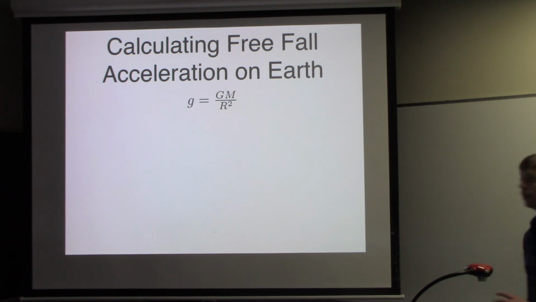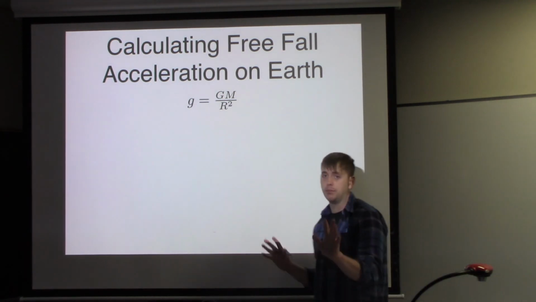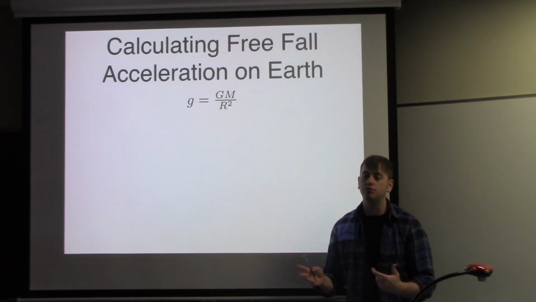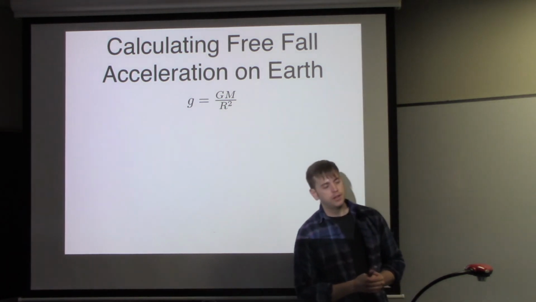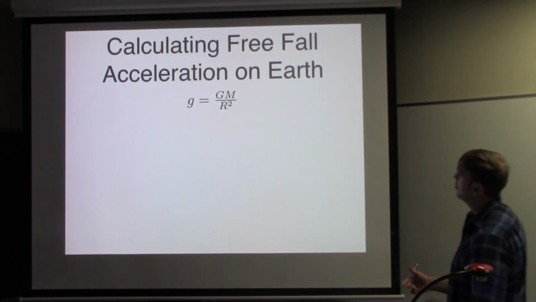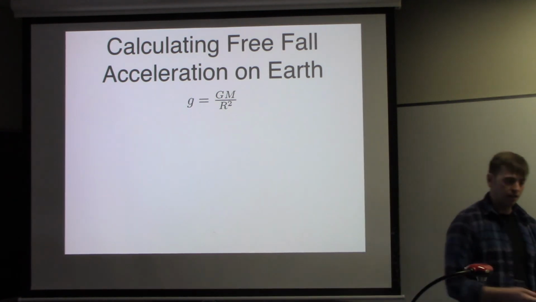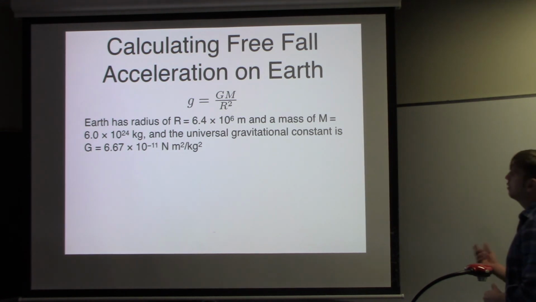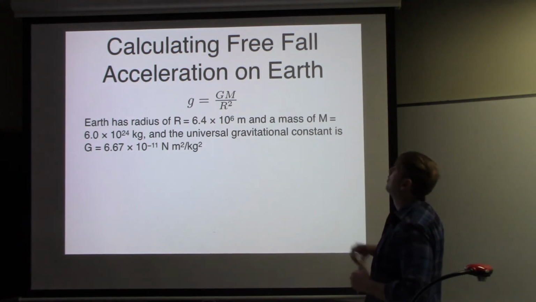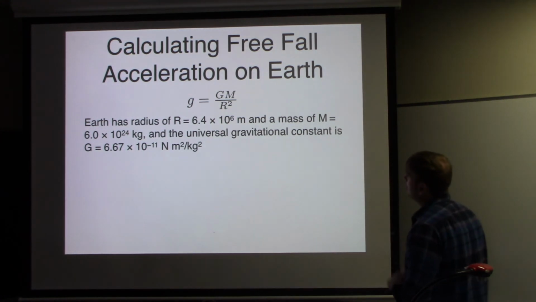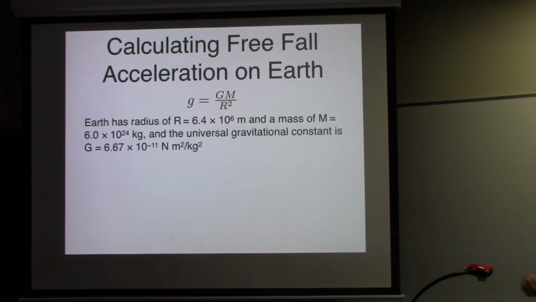Okay. So let's do the calculation for Earth, because by now we know the mass of the Earth. We have a good reason to justify why we know the mass of the Earth. And we know the radius. And all we have to do to calculate the free fall acceleration on Earth is plug in the mass and the radius. Okay. So for the radius, we have 6.4 times 10 to the 6 meters. For the mass, we have 6.0 times 10 to the 24 kilograms. And for big G, which is the universal gravitational constant, as always, we have 6.67 times 10 to the minus 11.